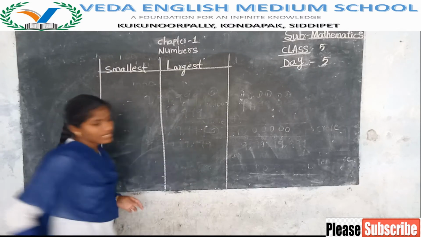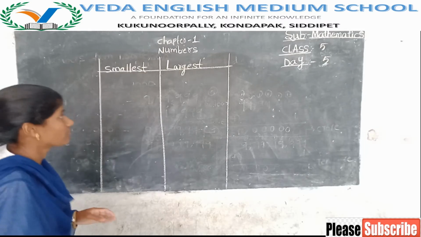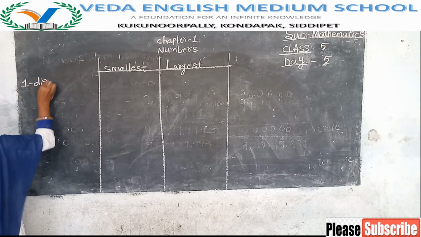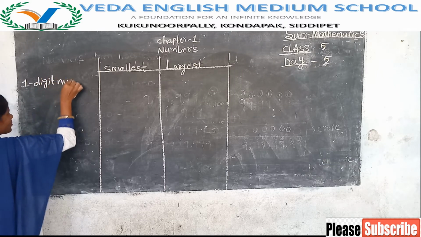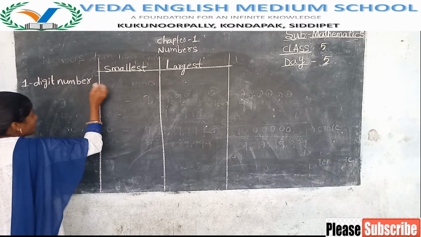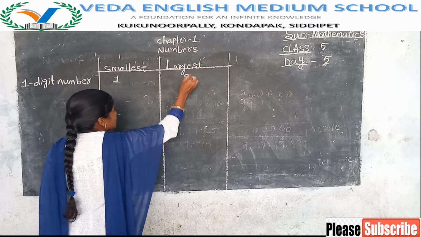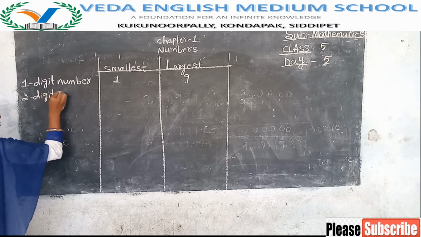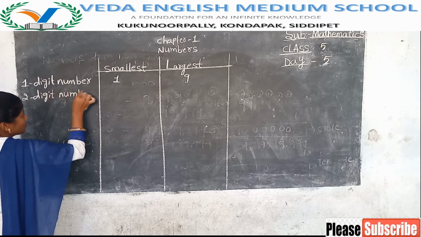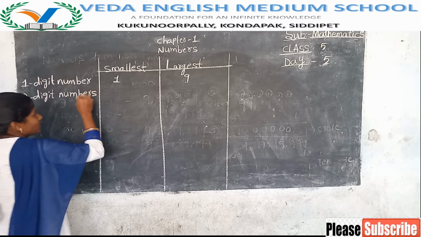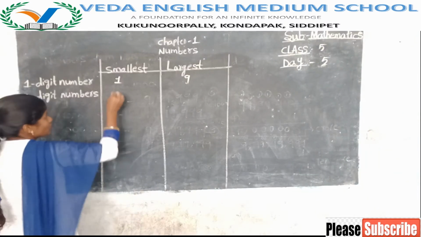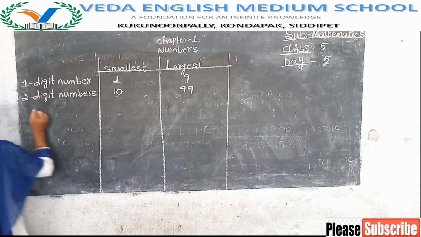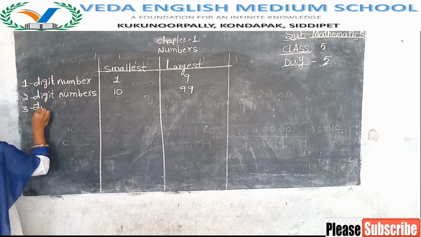Up to 9 digits has completed, so we will recall that, from 1 digit to the largest. 1 digit numbers. The 1 digit smallest number is 1. The 1 digit largest number is 9. Next, 2 digit numbers. 2 digit numbers start from 10 onwards. So the 2 digit smallest number is 10. The 2 digit largest number is 99. Next, 3 digit numbers.